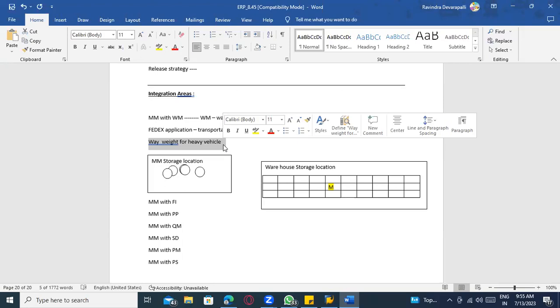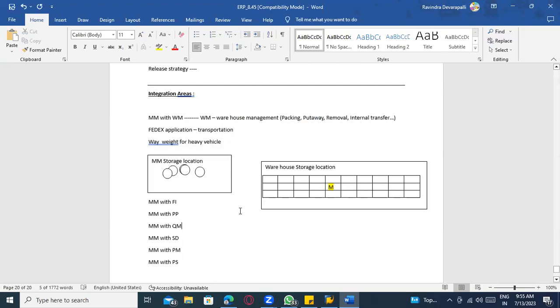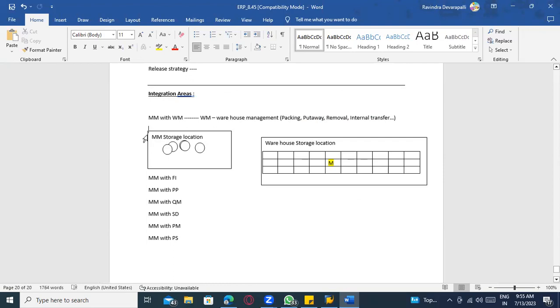That is called interfaces, connectivity between the SAP system and non-SAP systems. Okay. Any application they can use, like .NET or Oracle, and that is integrated with SAP.